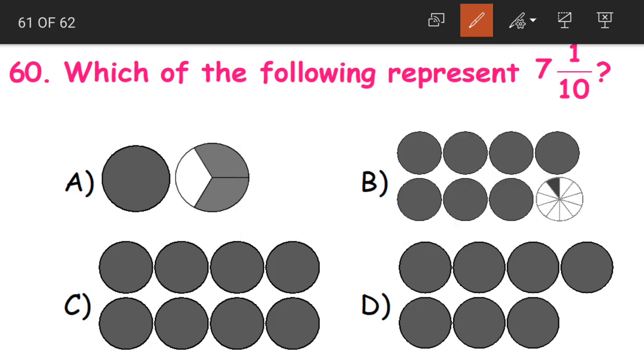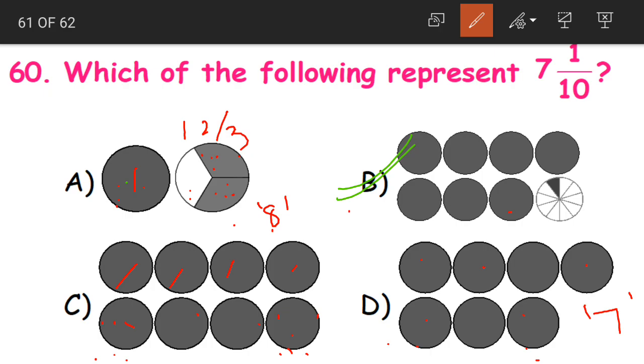Now just by looking at these options, we can say that option B is our correct answer. See, this diagram represents 1 and 2 by 3. Option C represents 1, 2, 3, 4, 5, 6, 7, 8. It just represents 8. There are no fractions here. In the same way, option D represents 7. We have 7 fully shaded circles.